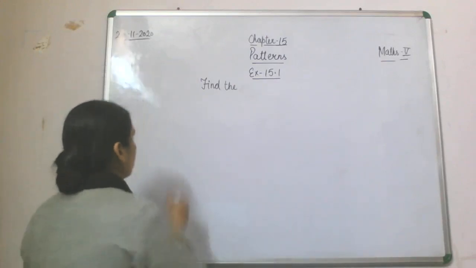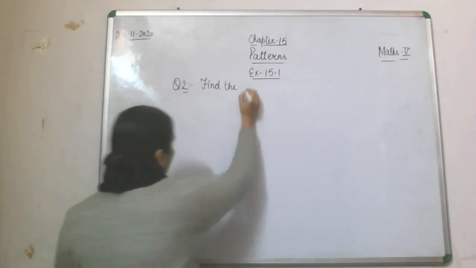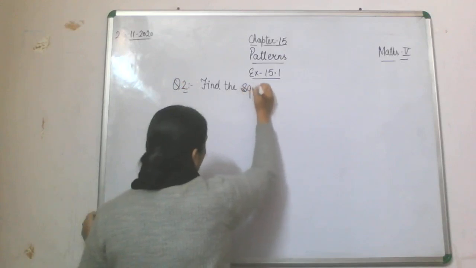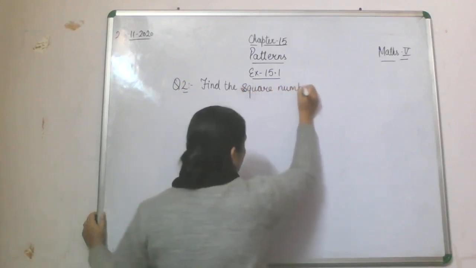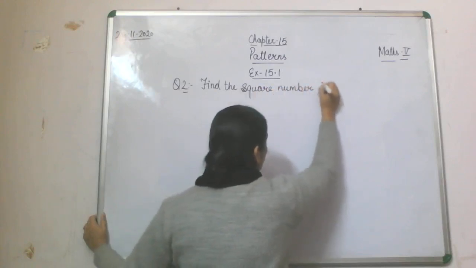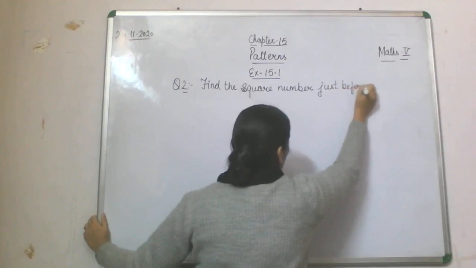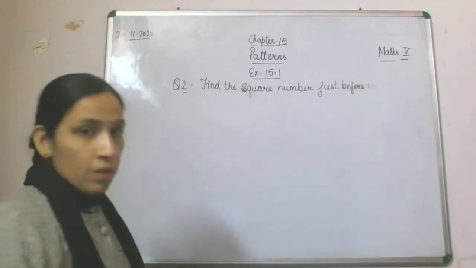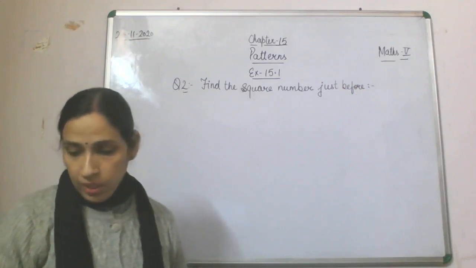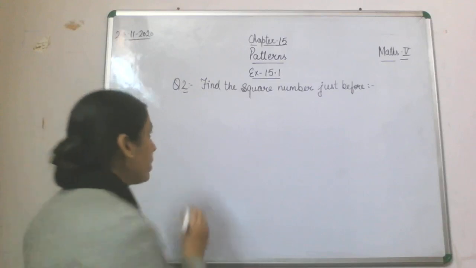Question number 2. Find the square number just before. So what we are going to do here is find which square number is just before the given square number.